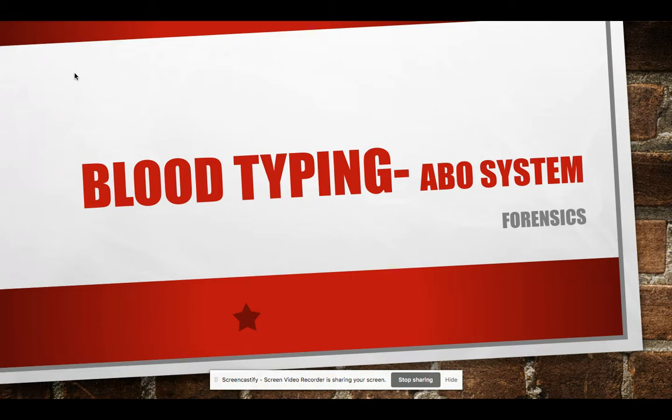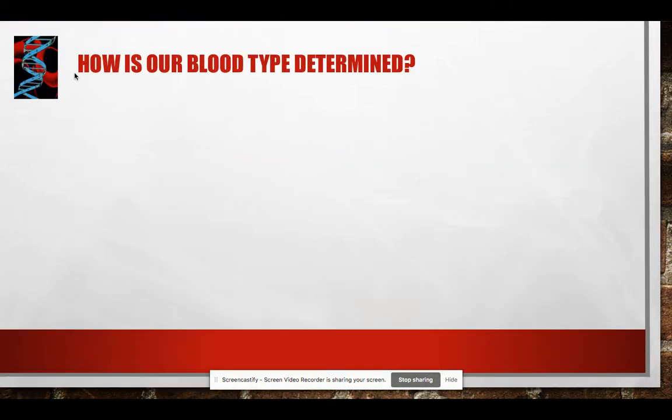Now we're going to go through a little bit of how blood typing works within the next week or so, and probably do a few fun activities to help you get comfortable with this concept. But today we're just going to go through some of the basics. Now you may be wondering, what actually determines your blood type?